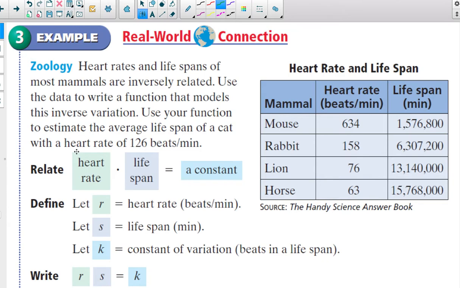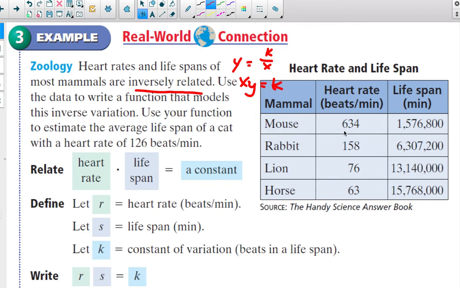Zoology. Heart rates and lifespans of most mammals are inversely related. Okay, so right there, they are inversely related. We know that this is y equals k over x, or that xy equals k. Use the data to write a function that models this inverse variation. Use your function to estimate the average lifespan of a cat with a heart rate of 126 beats per minute.